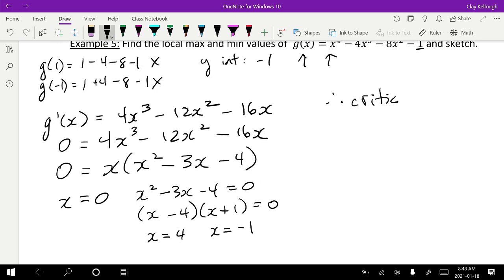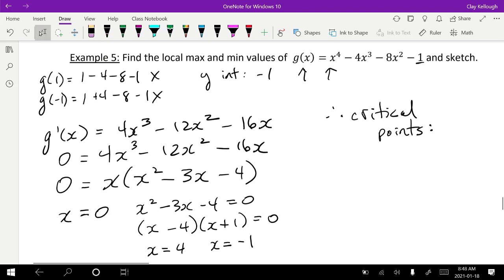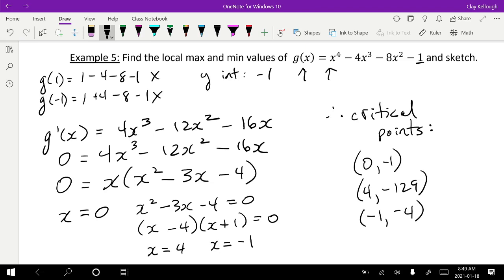Those are values, but to turn them into points, I need their y-coordinates. So go back to the original equation. When x is 0, you get -1, which we kind of knew already. That was the y-intercept. Turns out the y-intercept is a critical point on this one. And let's see, what happens when x is 4? I already ran 4 through here the other day when I was getting this ready, and I end up with -129. And my other one is -1 for x, and when you plug -1 and run it through there, you get -4. So there's my critical points.